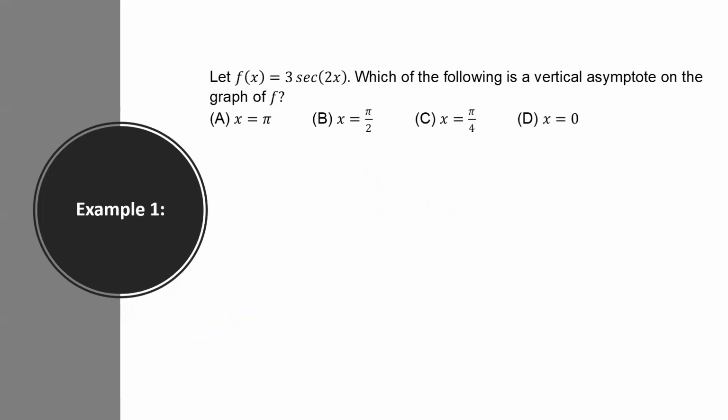All right. So here's an example of a question that you may get. It is on the non-calculator part of the test. We have 3 secant 2x, and it says which of the following is a vertical asymptote on the graph of f. Secant means that we have f of x equals 3, and instead of secant, I can replace it with its reciprocal, 1 over cosine 2x.